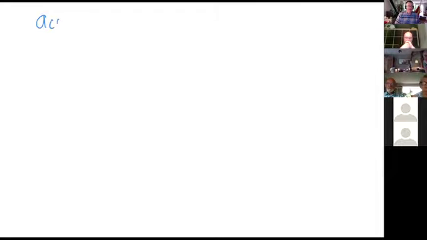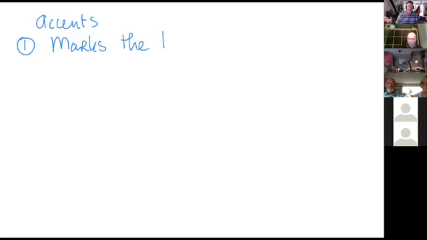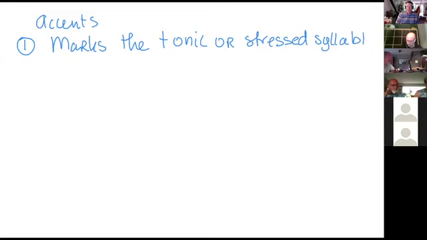Accents. Just to summarize, so we have it on paper. One, an accent marks the tonic or stressed syllable. So, an accent, just in Dutch, een accent markeert de lettergreep waar de klemtoon op ligt.